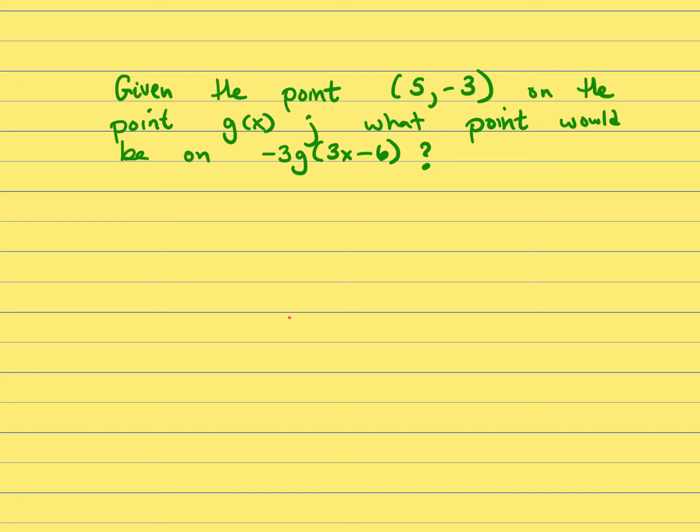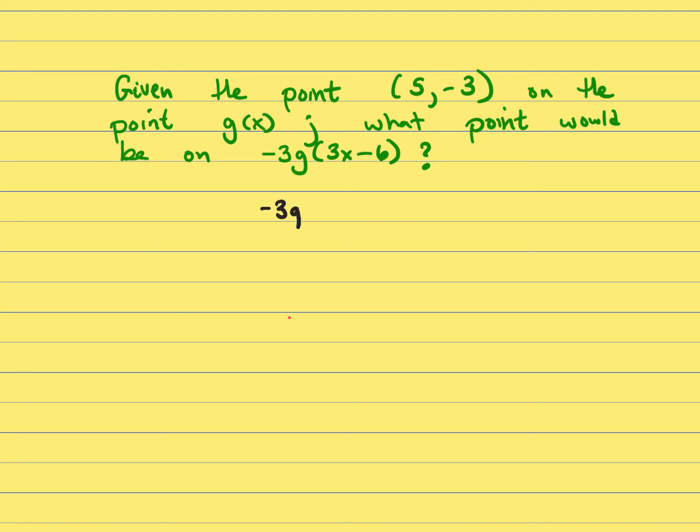All right, we're going to look at a transformation of a point here, talking about what transformations are occurring from this graph. So we have a point (5, -3), and we're trying to talk about this function -3g(3 - x - 6).